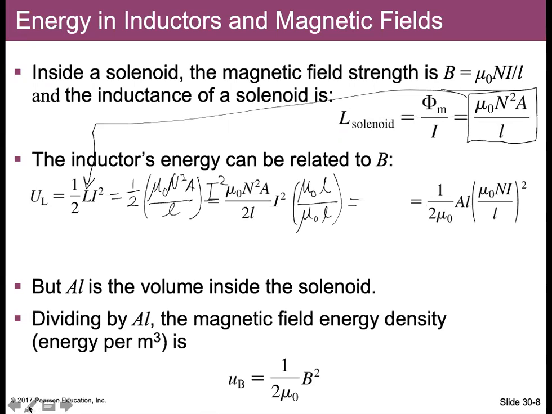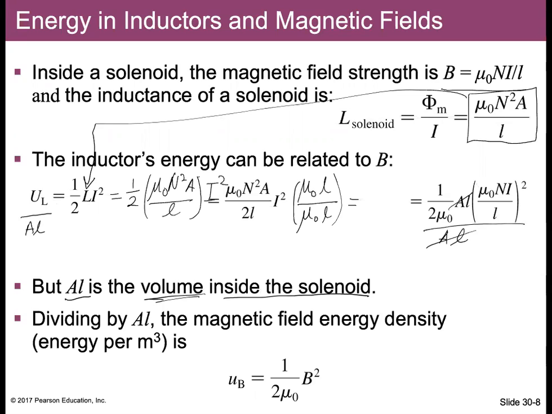So now what I can do is go through and, we know that AL is the volume inside the solenoid. That's the area times the length. So that's going to be the volume inside the solenoid. So if we divide by AL, that's the energy divided by the volume. And so we divide here by AL as well, so that will cancel there.